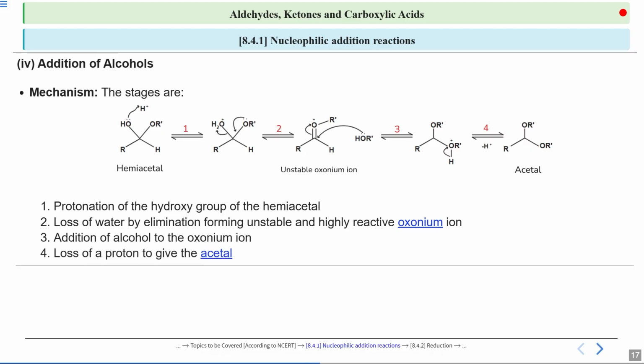Finally, the reaction concludes with the loss of a proton. There will be loss of one proton resulting in the formation of an acetal. So finally you will see there's loss of this hydrogen and you get an acetal. So these are the 4 steps. First step, this oxygen is getting protonated, this water leaves and you get an unstable oxonium ion. And this alcohol, in which oxygen has lone pairs, attacks this carbon and gets attached. And then there is finally the loss of this proton, and this gives you an acetal.